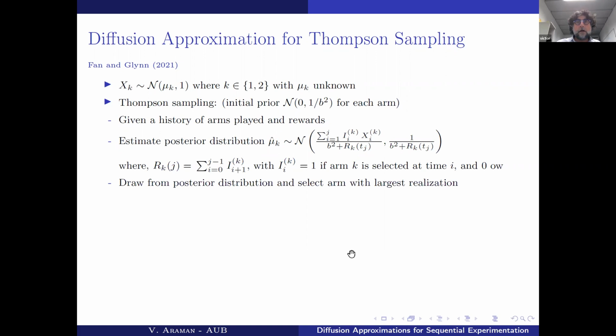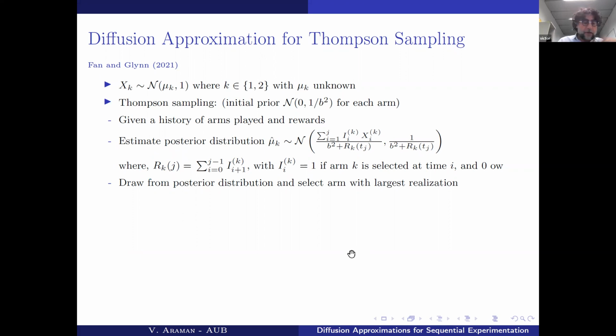X is the reward that you got through time. And R bar is counting, for every arm, how many times you played that arm. The indicator takes 1 if arm k was selected at time i, and 0 otherwise. So R is just counting the number of times one particular arm was selected up to this time.